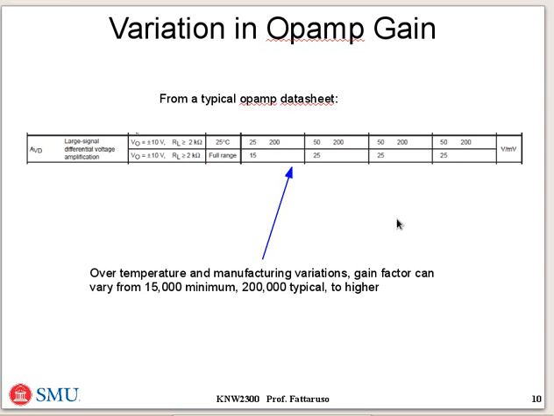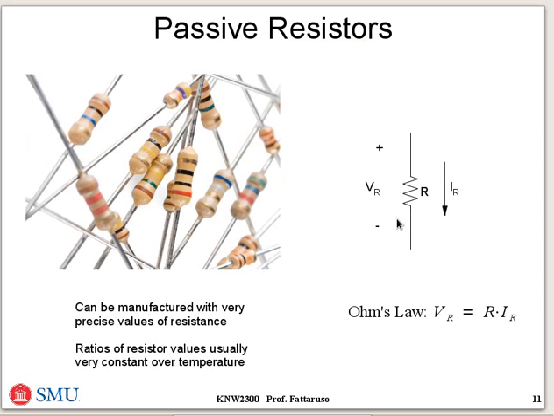What we want is a circuit block to amplify our pH sensor signal with a well-controlled, accurately determined gain factor. So what we're going to do is use this operational amplifier in a feedback amplifier configuration with the use of passive resistors in a feedback loop. Passive resistors are very inexpensive and can be manufactured to have a very well-determined value of resistance coded on the package with these color codes here.